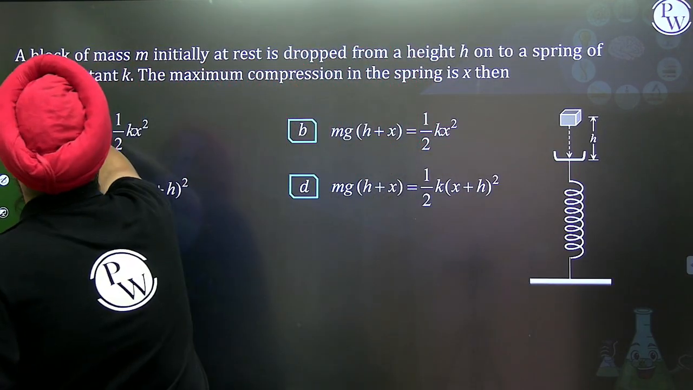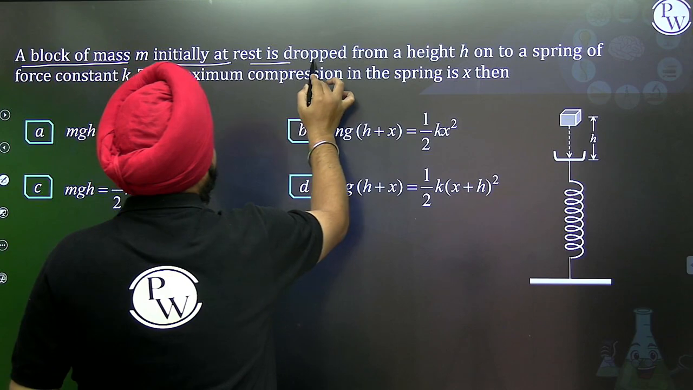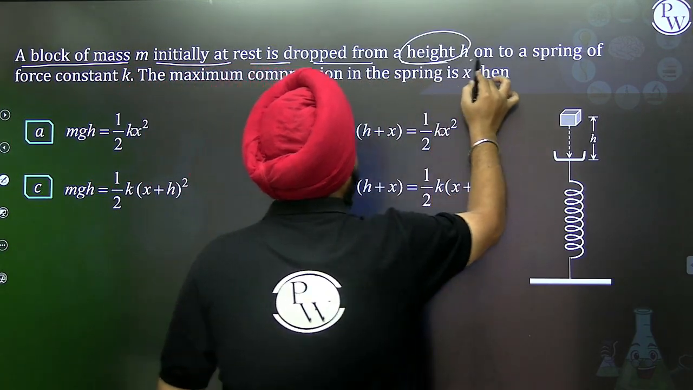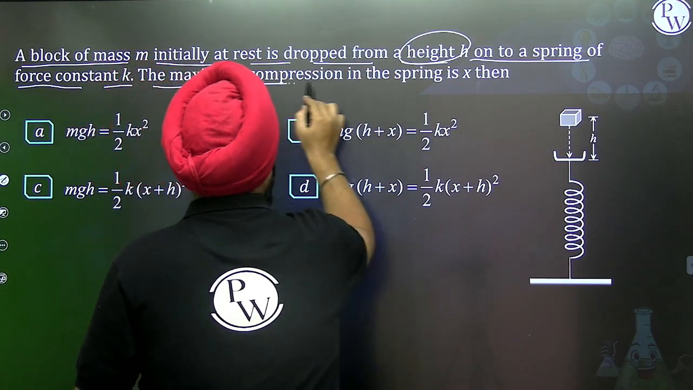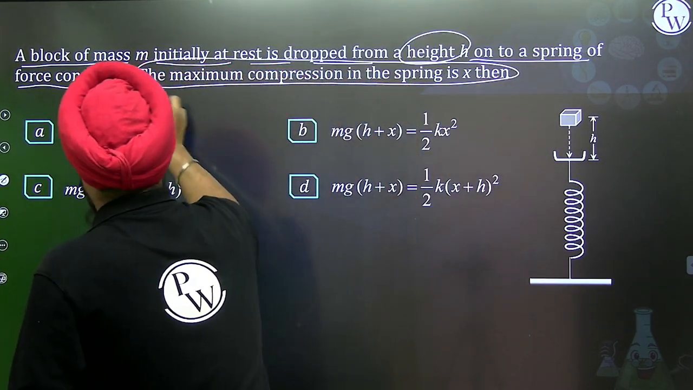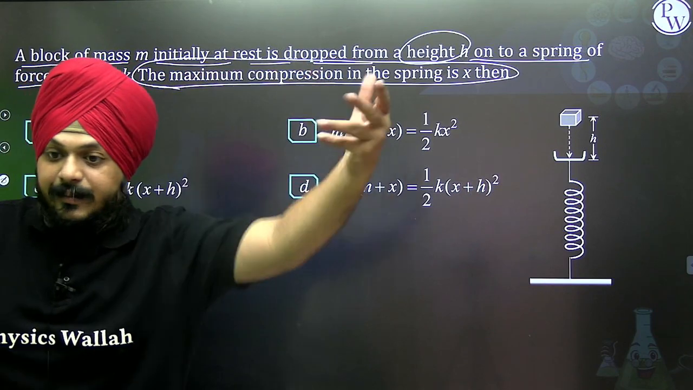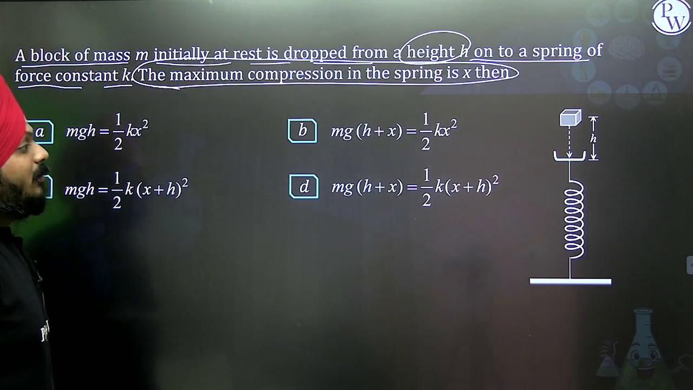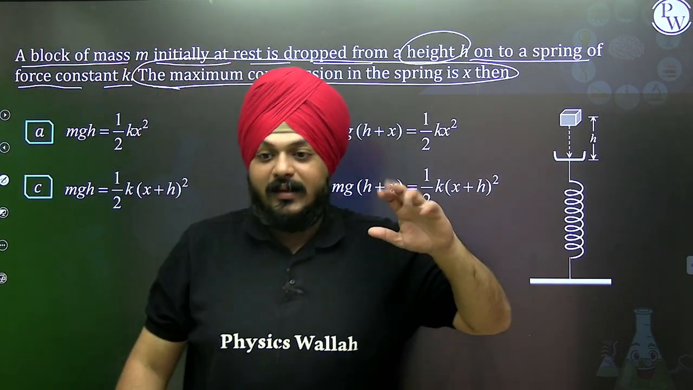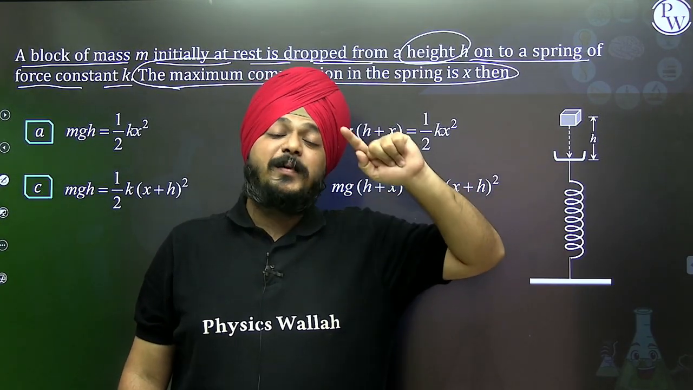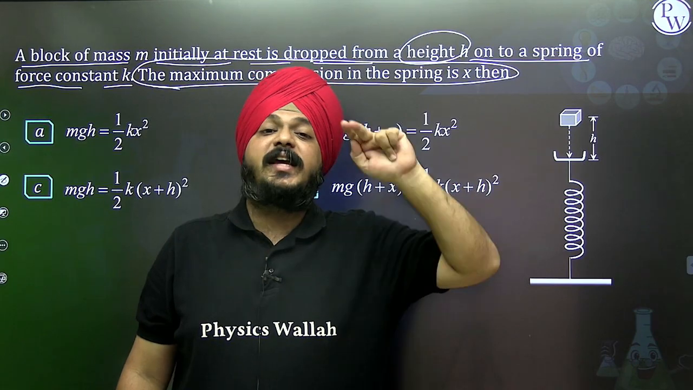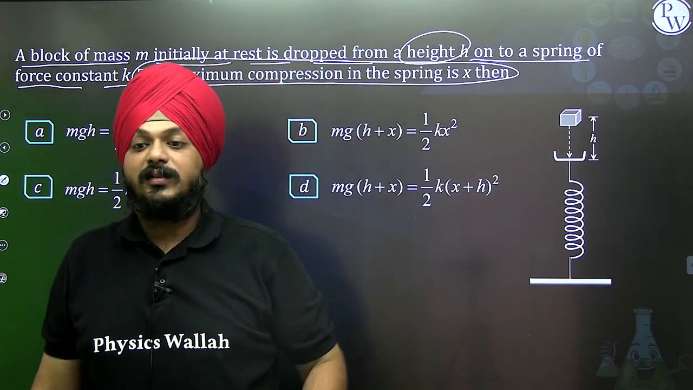A block of mass M initially at rest is dropped from height h on the spring of force constant K. Maximum compression in the spring is x. Then, step one, check the presence of the non-conservative forces, check the presence of the external forces.